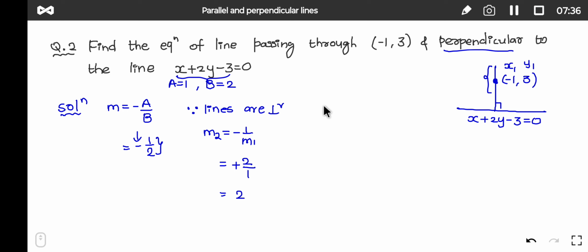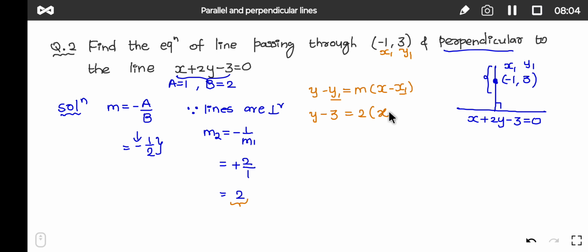Now apply the second step, the equation of line formula. So the formula to find the equation of line is y minus y1 is equal to m times x minus x1. So y minus y1. So what is x1 and y1? From which point is the line passing? That is given by minus 1 and 3. So y1 value is 3 is equal to slope. Slope we got 2 into x minus x1. So the value of x1 is minus 1.